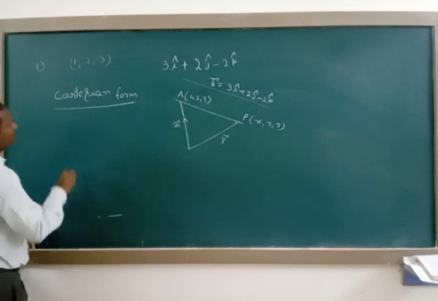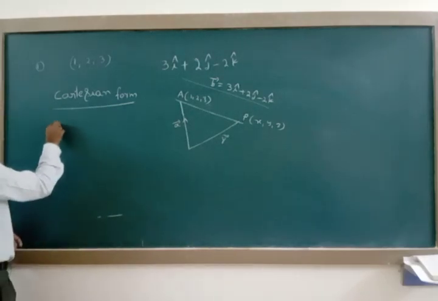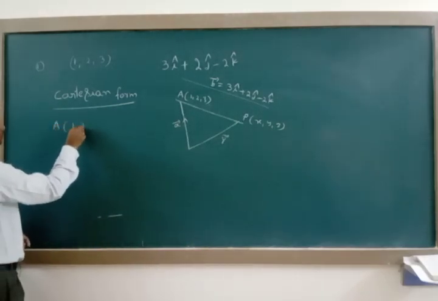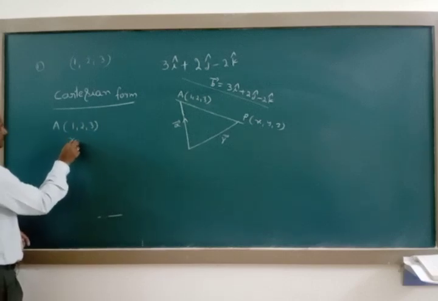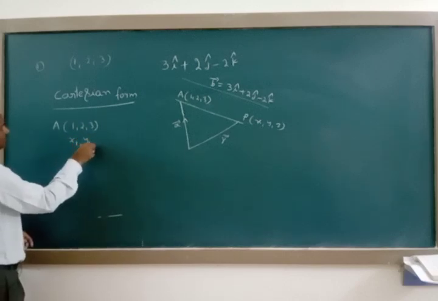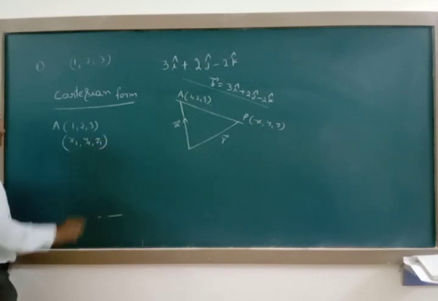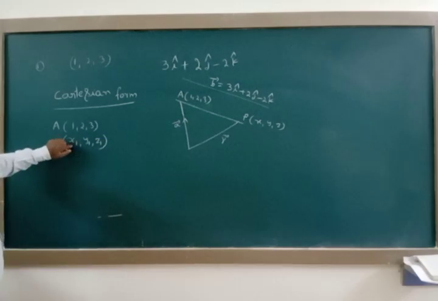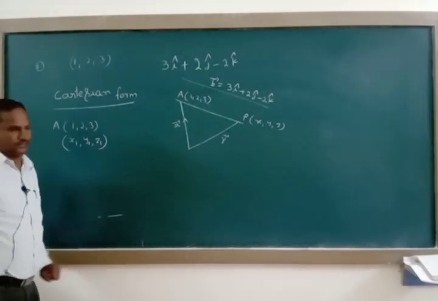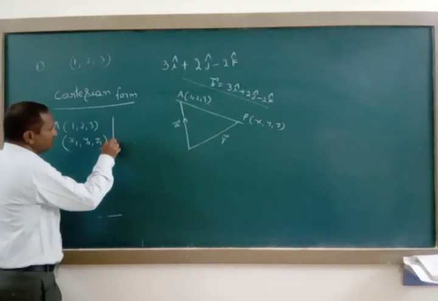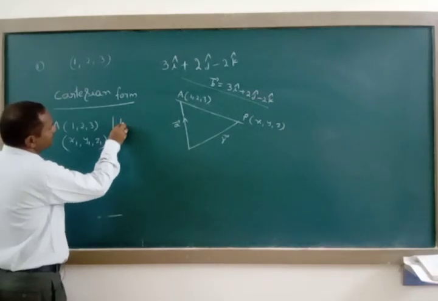First point: let the given point A, capital A, be equal to (1, 2, 3). Consider this point as x1, y1, z1. Comparing with these letters, the x1 value is 1, the y1 value is 2, and the z1 value is 3. At the same time, the line is parallel to the b vector.